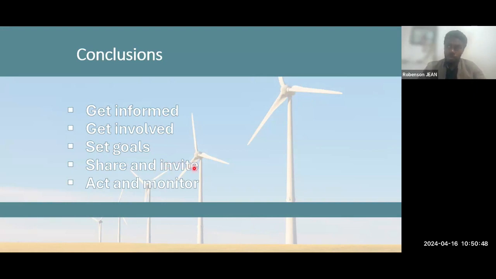And also, once we do that, we can start acting. When acting, I'm talking about getting involved in renewable energy projects or sharing information, making classes, conferences, or things like what we are doing now. And after, we'll have to monitor the progress in order to see if we are on time, if we are on track, if we are in scope and if we are in budget.